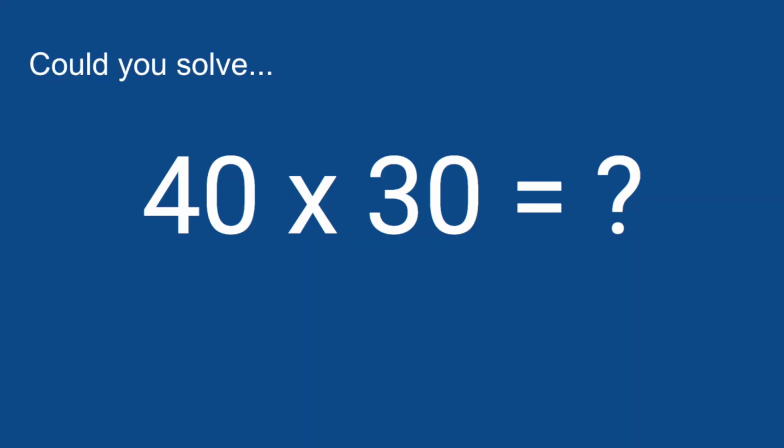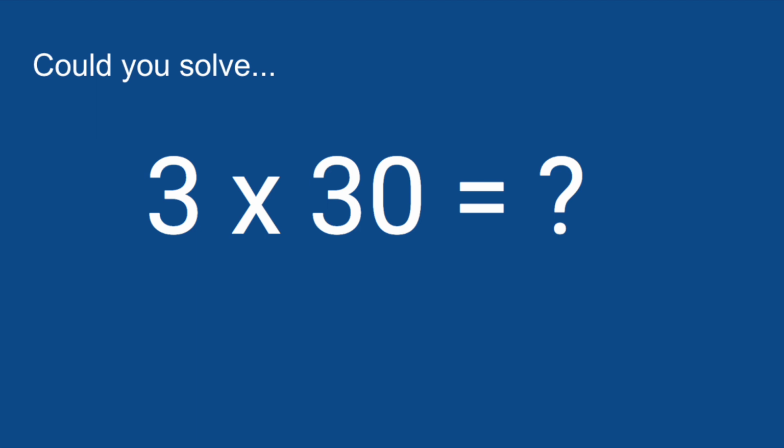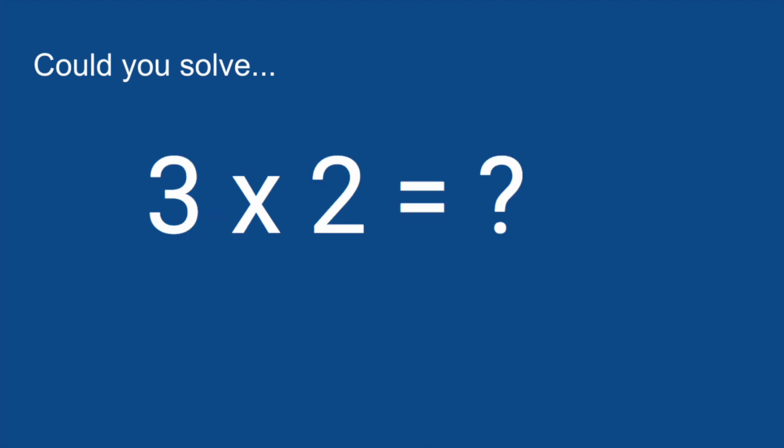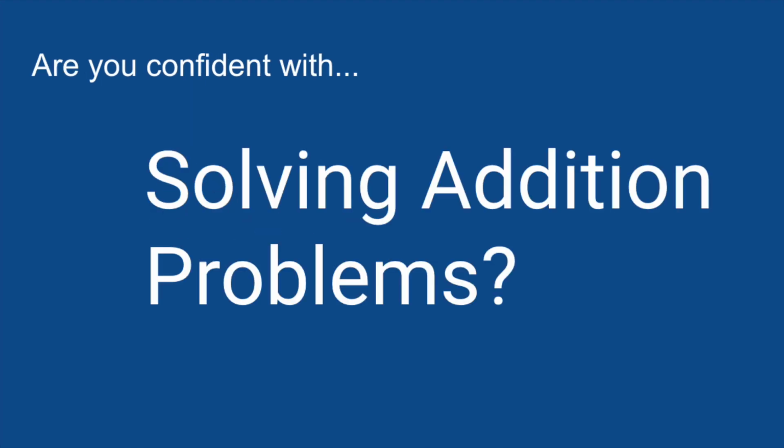Do you think you could solve a problem like 40 times 30? Yeah. Could you find 3 times 30? Uh-huh. How about 40 times 2? Sure. Could you find 3 times 2? Of course. Are you confident with addition? Yeah. If you answered yes to these questions, then you're ready to start using partial products.